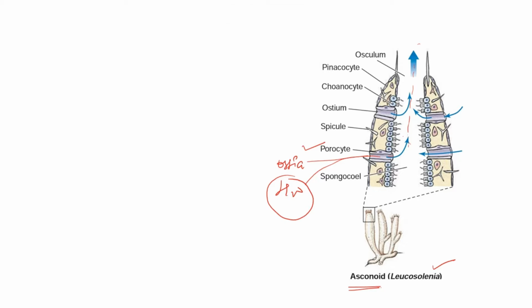Okay, and this outer wall is pinacoderm, and pinacoderm is lined with pinacocytes, and this one is mesoglea, in which you have spicules and these amoeboid cells. Okay, and then the inner wall is choanoderm, which is lined by choanocytes. This one is the simpler canal system.